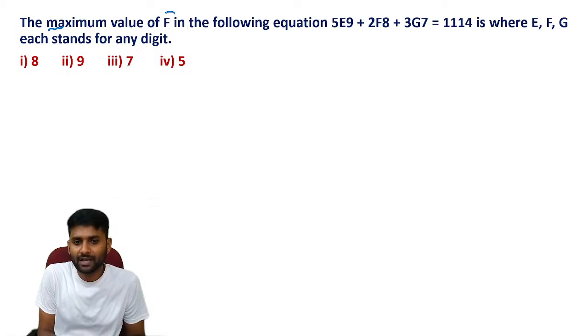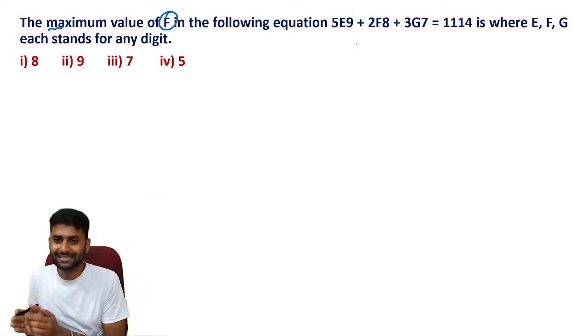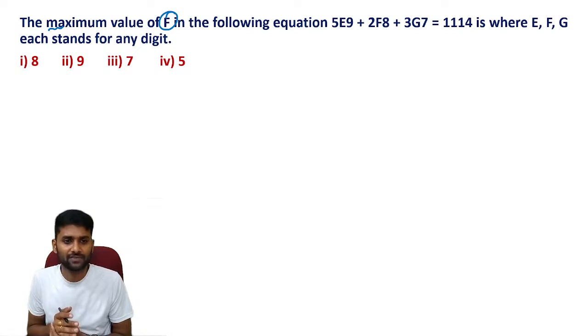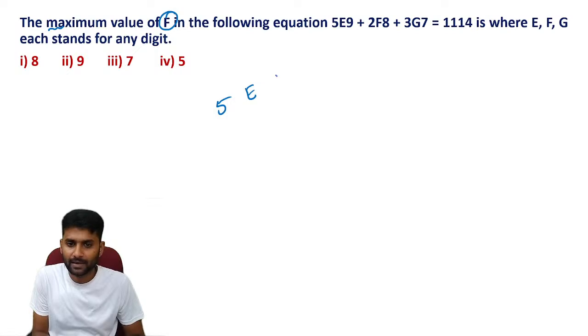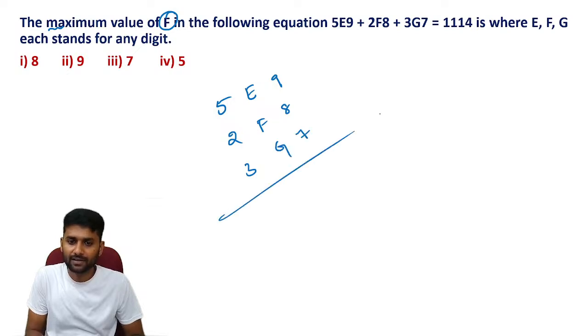The maximum value of F in the following equation 5E9 + 2F8 + 3G7 is equal to 1114, where E, F, G each stands for any digit. 5E9, 2F8, 3G7. So here the answer is 1114.